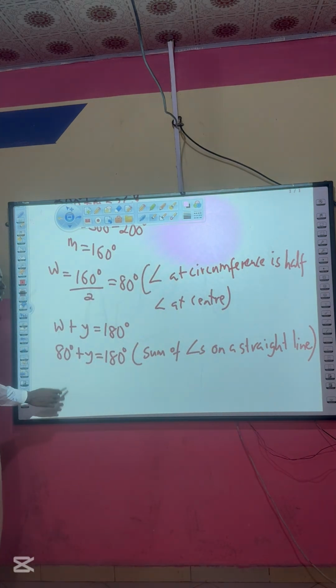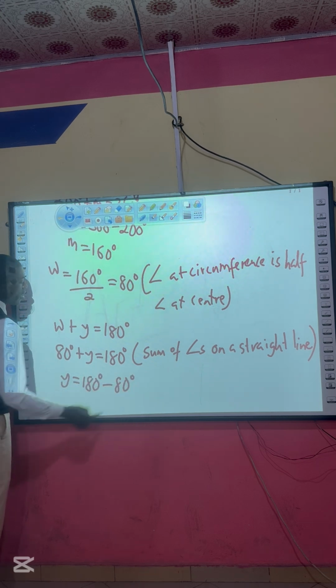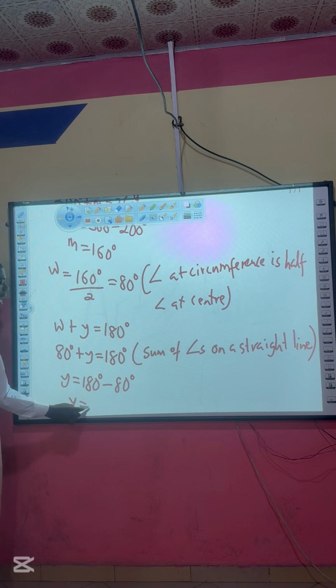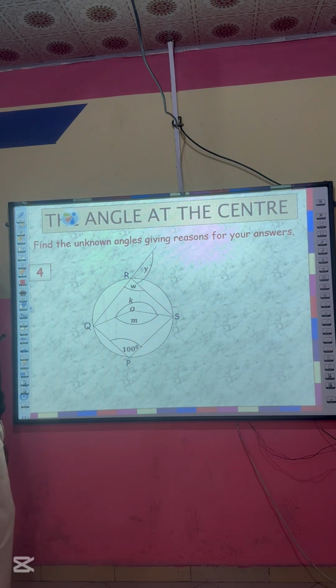So take 80 to the other side, so that Y equals 180 degrees take away 80 degrees. That means that Y will give us 100 degrees. So with this now, you see that we have entirely answered the question as instructed.